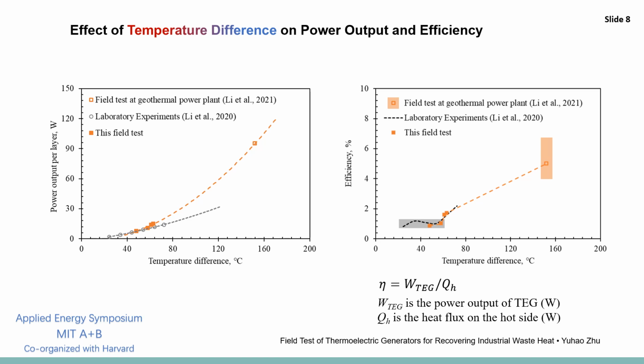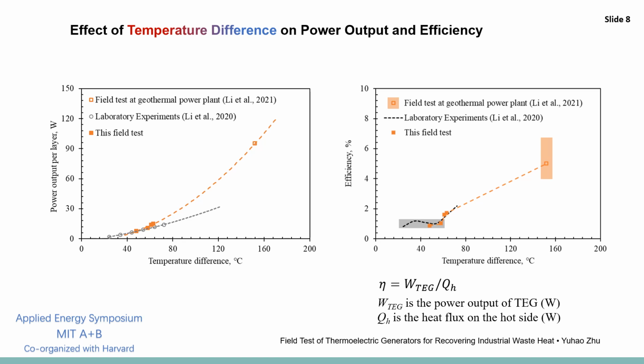The highest efficiency of the TEG devices in this field test was about 1.72% at a temperature difference of 60 degrees Celsius. It is interesting to observe that the efficiency of TEG fluctuates in a lower range, around 1%, until the temperature difference reaches 60 degrees Celsius.